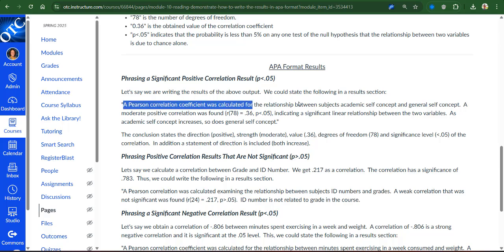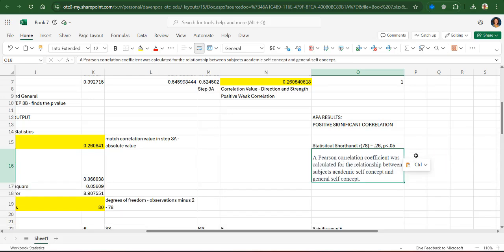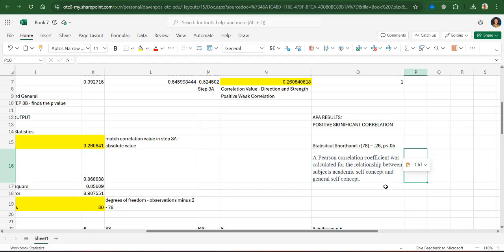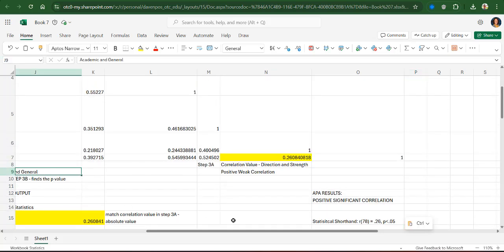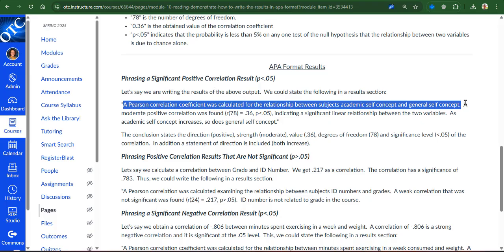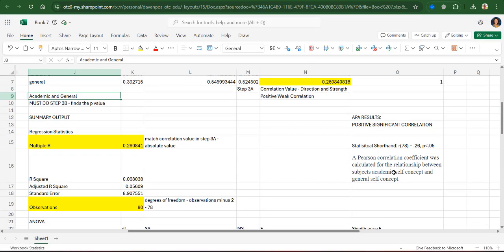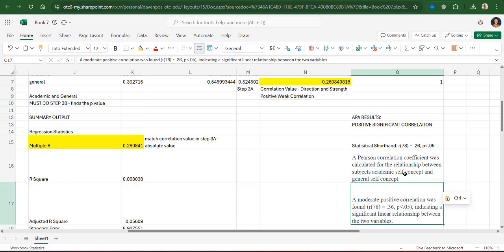So the first sentence always tells me, what did you do? We did a Pearson correlation coefficient for the relationship between academic self-concept and general self-concept. That was the correlation we decided to focus on here. Second sentence, what did you find? A moderate positive correlation was found, indicating a significant relationship between the two variables. So tell me the strength, give me your statistical shorthand, and then say it's a significant relationship.